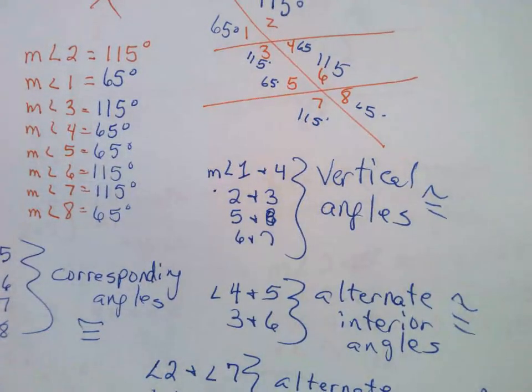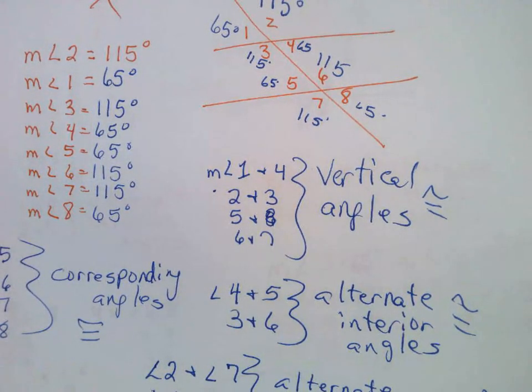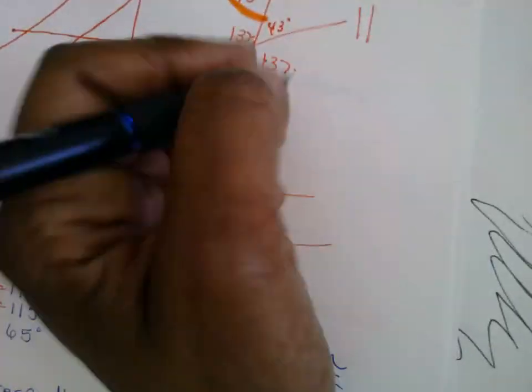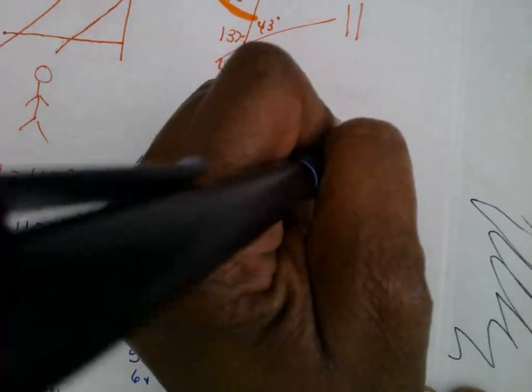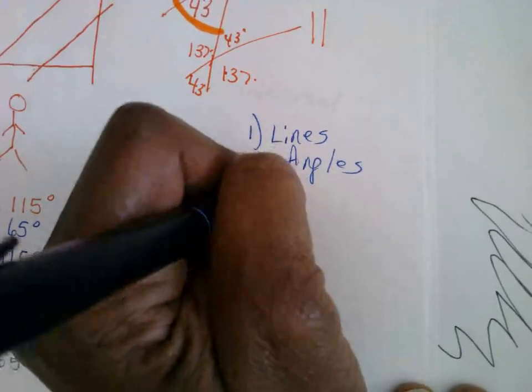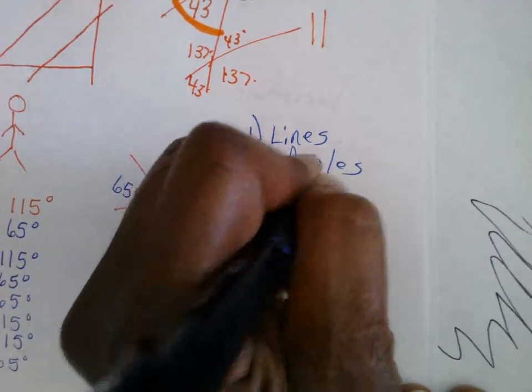All right, open your devices. I need to make sure you can get into Delta Math. Come get your device. Okay, open to Delta Math. I need to make sure you can get into the assignment. You're going to do lines and angles first, and then you're going to do angles too.